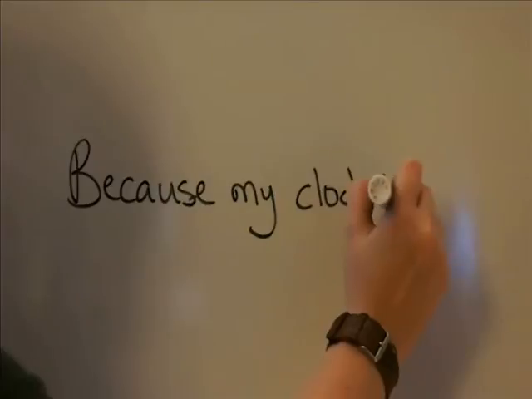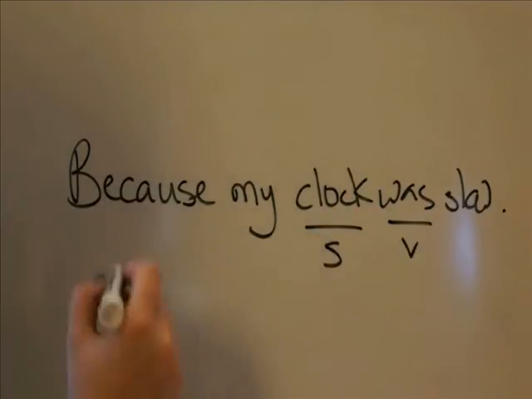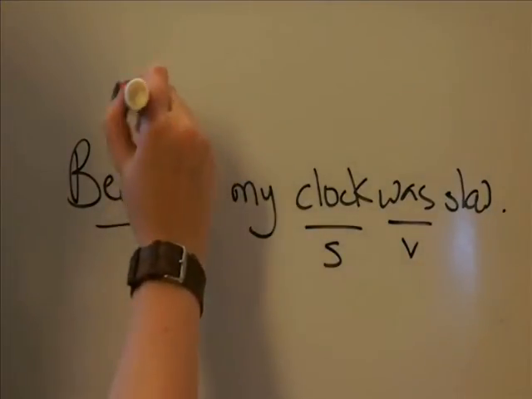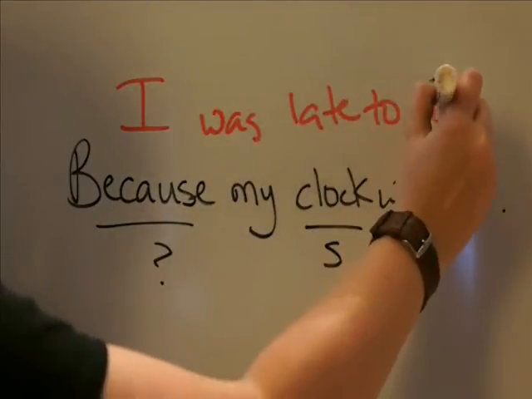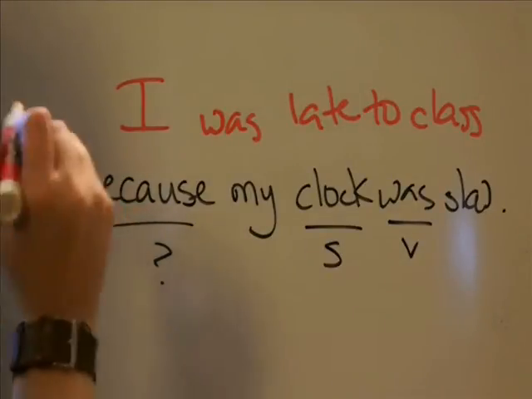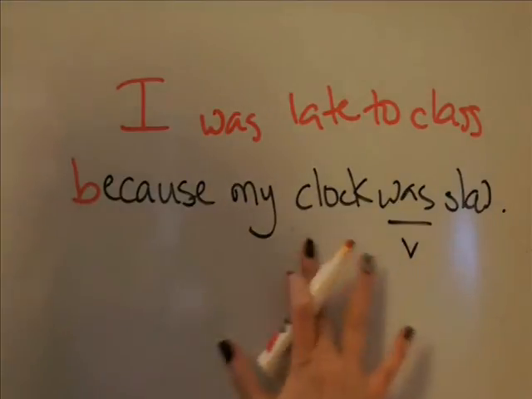Let's try this out. If my sentence is, because my clock was slow. Well, clock is my subject and was is my verb, but what about because? I think I'm missing something here. What happens if I add I was late to class? I think that's going to work for me here. I was late to class because my clock was slow. Now, I is my subject and was is my verb, and I am good to go. No more questions.